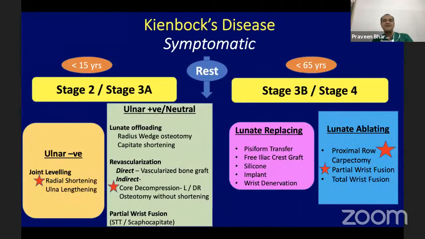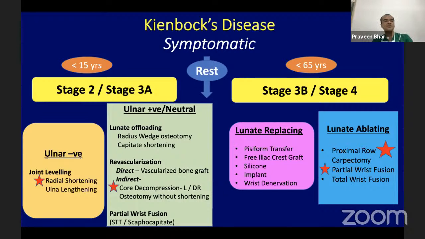So to summarize, core decompression of the radius fits very well into stage 2 and 3A patients who are not ideal for radius shortening. I am saying that again because biomechanically it still appears that radial shortening is good whenever ulnar negative variance is there, because you are offloading the lunate. It has been shown that core decompression of the radius does not offload the lunate, but it only increases the vascularity of the lunate. They have done dye studies and found that the vascularity of the lunate is improved. So it is not an offloading procedure, it is a revascularization procedure.